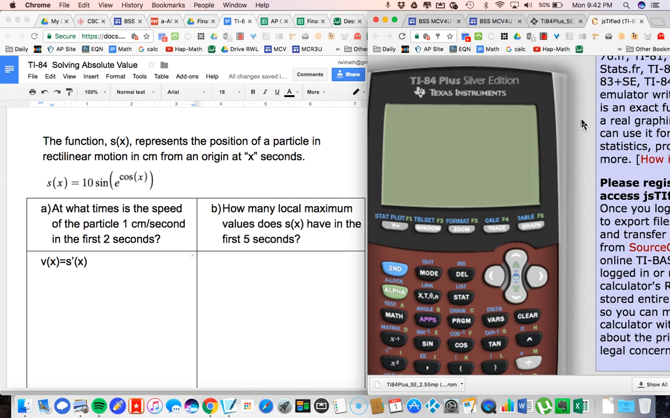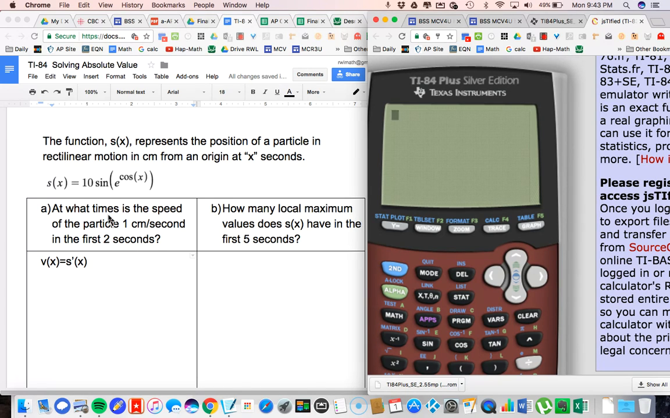I am going to make a screencast for you on how to use the TI-84 calculator to solve some fairly complex calculus problems, but when we use it, it's going to be fairly straightforward. Okay, so what I've got here is a function that says s of x equals 10 sine, then in brackets e to the cos x. In this case, this is rectilinear motion. It's an object going back and forth. S represents centimeters away from an origin, left or right, left being negative, right being positive, and X represents time in seconds. Okay, so we need to learn how to use the calculator to do this.